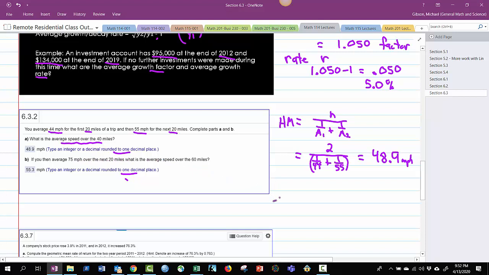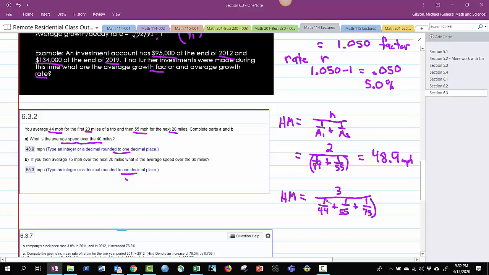Well, now there's three of them, right? It's the same idea, only instead of averaging the first two, now we're averaging three of them, so that's a 3. And first it was 1 over 44, then it was 1 over 55, and now we're adding in a third leg, and it's 1 over 75.